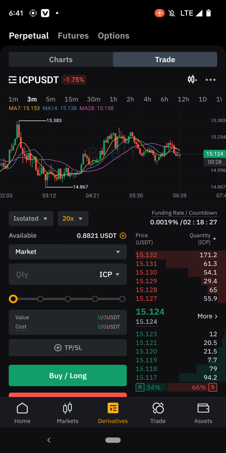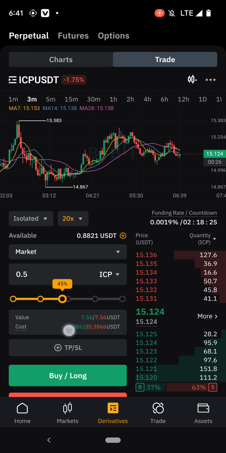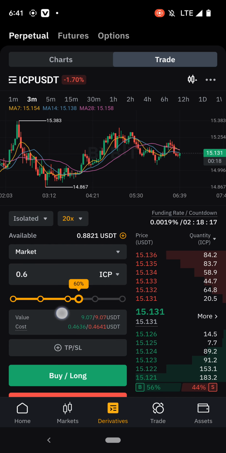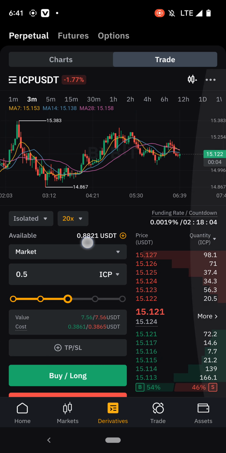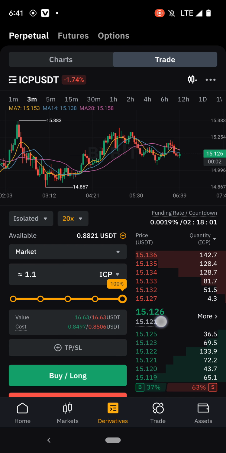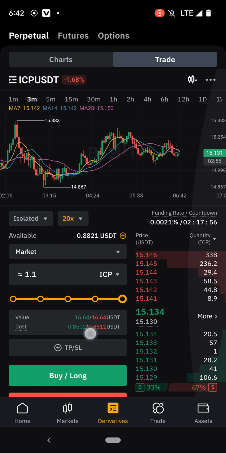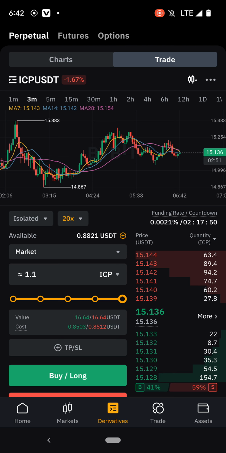The next thing is for you now to adjust the amount that you are supposed to trade with. Once you adjust the amount using this icon here, drag it to the right. If you want to trade with 50%, you look at it there, you see 50% displaying. That's 50% of the margin that you have available. If I want to trade with 100%, look at cost. Each time you are dragging it, always be looking at the figure on cost. Cost will tell you how much you want to trade this particular pair with.